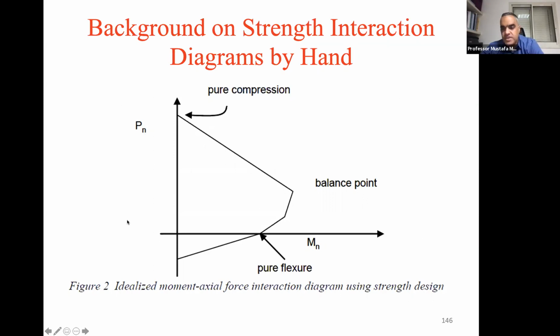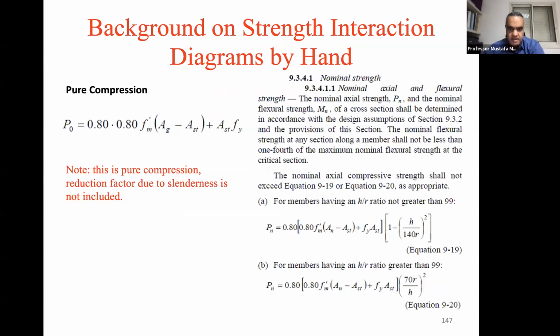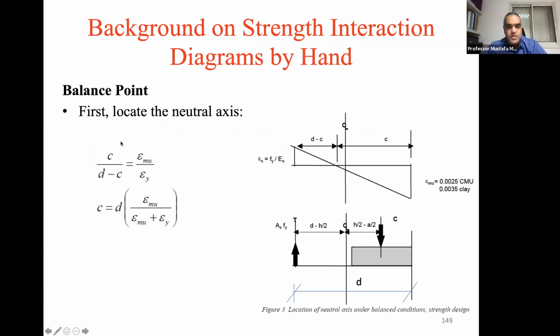So you have to take the balance point, and you have to take a point below the balance point and a point after the balance point, to construct the entire interaction diagram. This can be done using an Excel sheet. So the balance point, we need to define that.